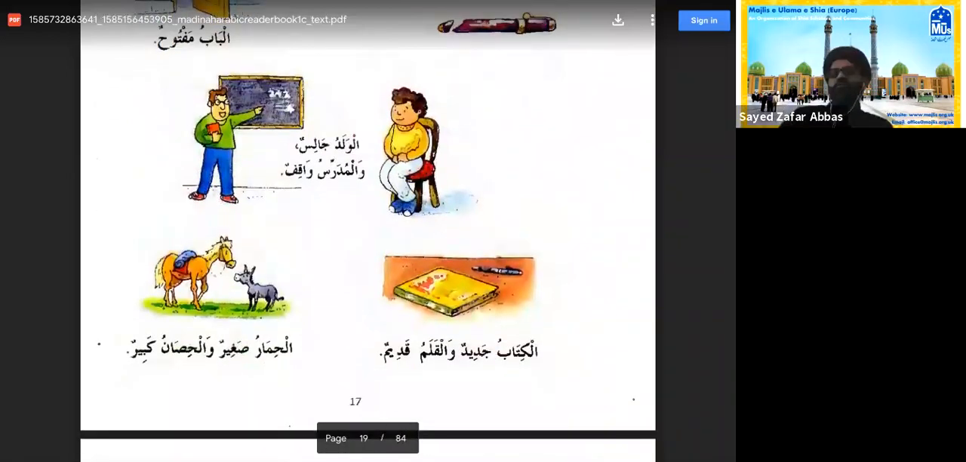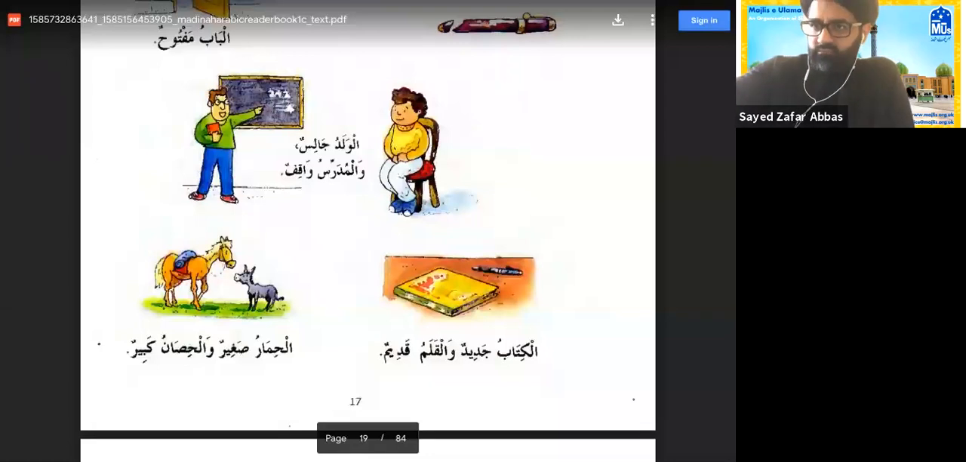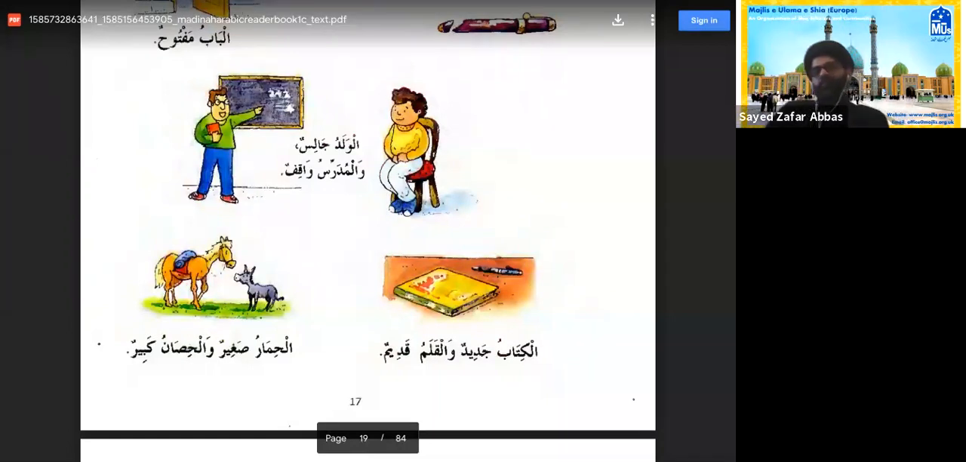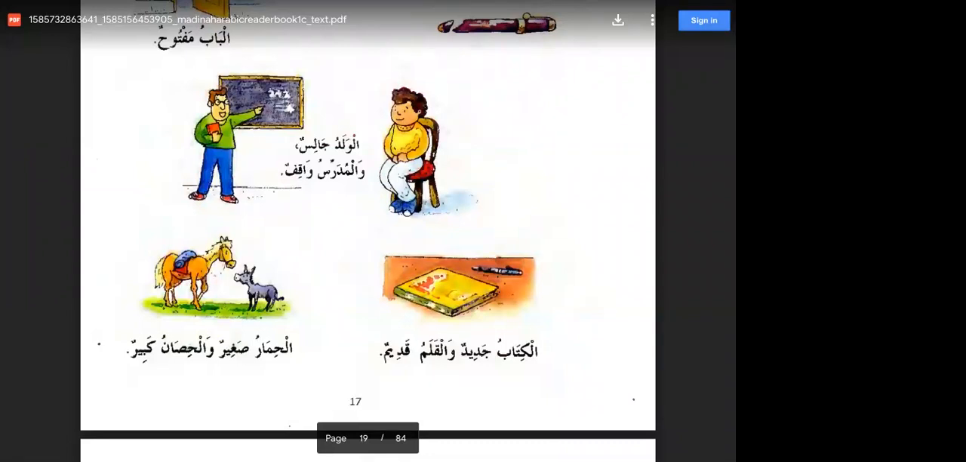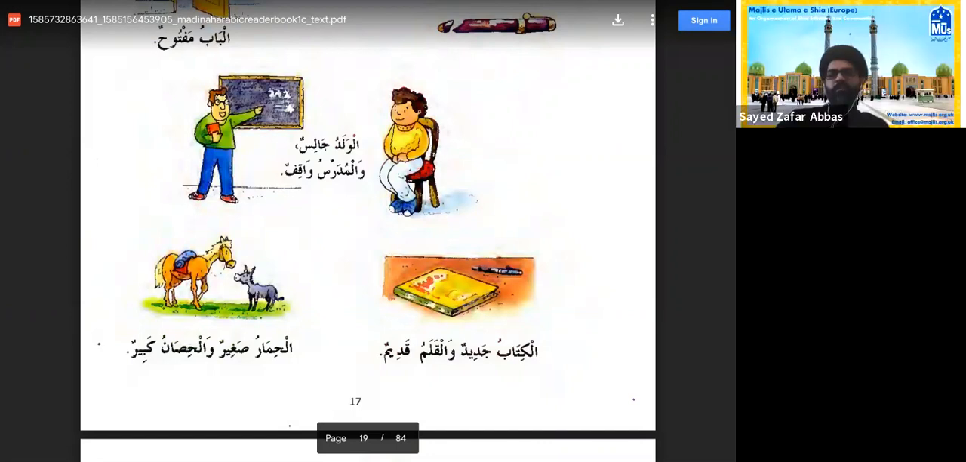So now here we got two sentences, and we've got two pictures. Al-Waladu Jalis wal-Mudarrisu Waqif. Okay. So now we'll ask Muhammad, I just unmuted you, if you can tell us what these two sentences mean. The student is sitting and the teacher is standing. The teacher is standing while the boy is sitting. Yeah, well done. Thank you.